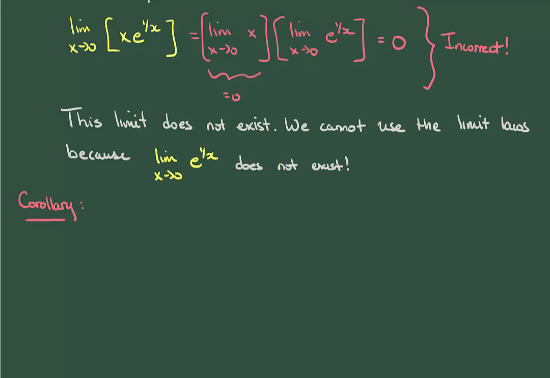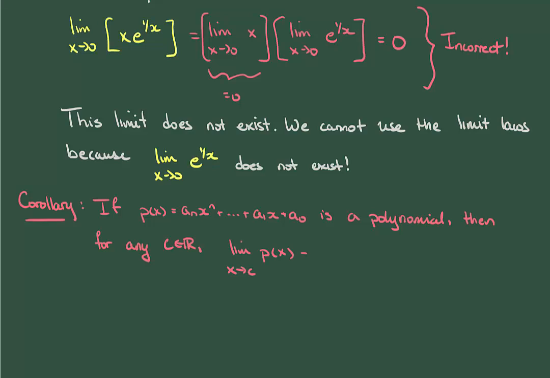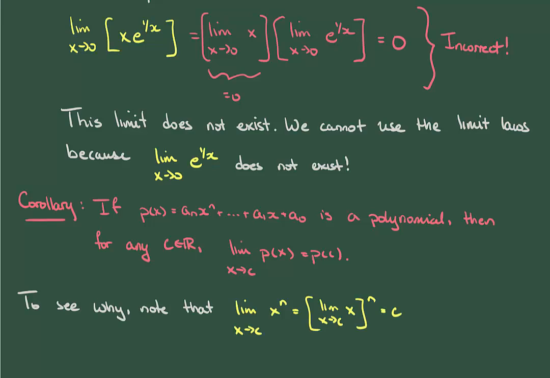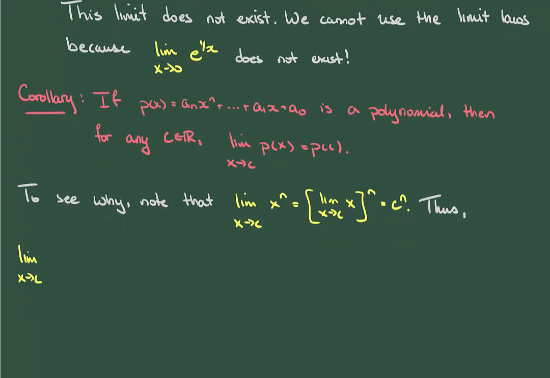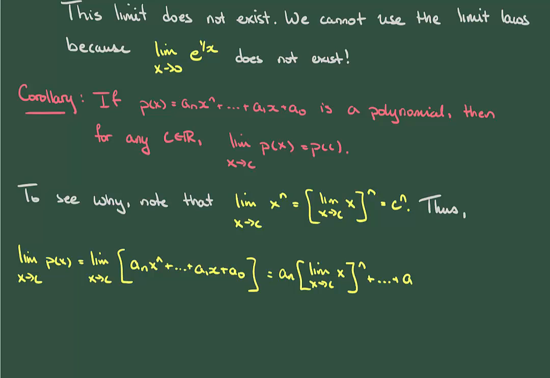Now, a nice corollary to the limit laws is the following. If you are given any polynomial whatsoever and any real number c, then you can evaluate the limit of that polynomial simply by evaluating the polynomial at c. So to see why this is the case, note that the limit of x to the n can be systematically reduced to the limit of x by repeated application of the third limit law. And so, by applying this fact and the limit laws to the entire polynomial, we can evaluate the limit as so. Which just works out to be the value of the polynomial evaluated at c.